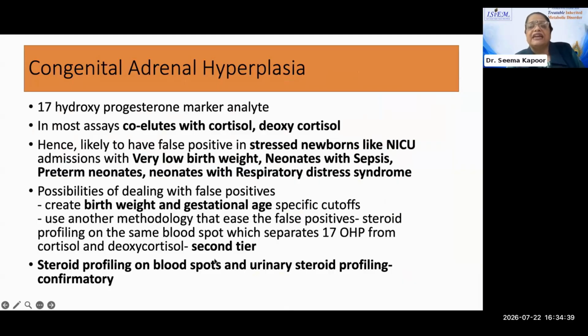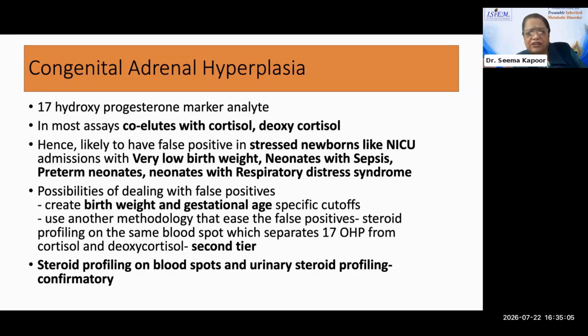So you use second tier testing. You can do the second tier testing on the same blood spot in which you did the primary 17-OHP. It will separate cortisol, 17-deoxycortisol and 21-D. That's all. It will not separate the progesterones. So it's a good second tier test.